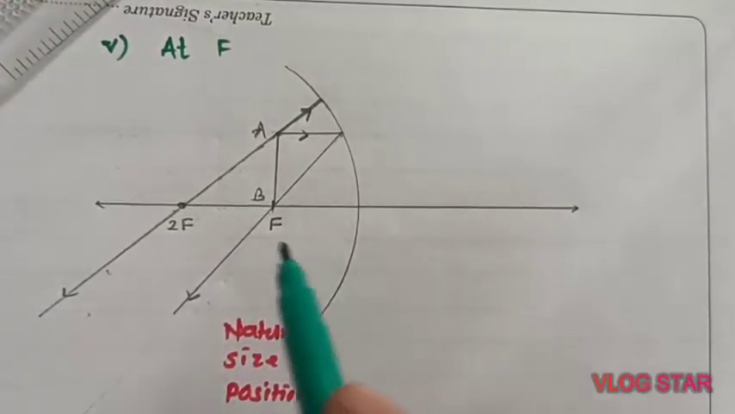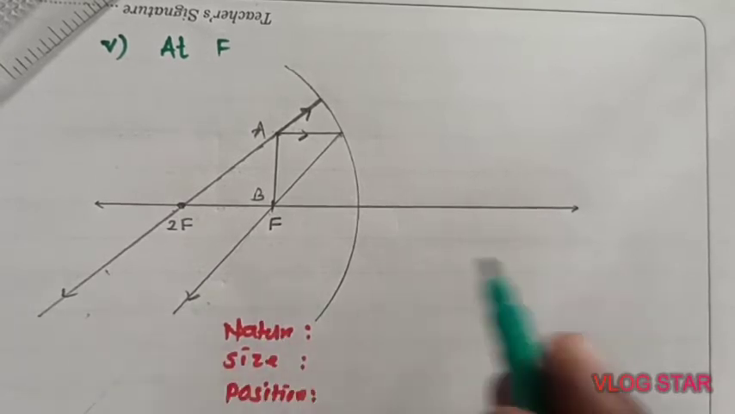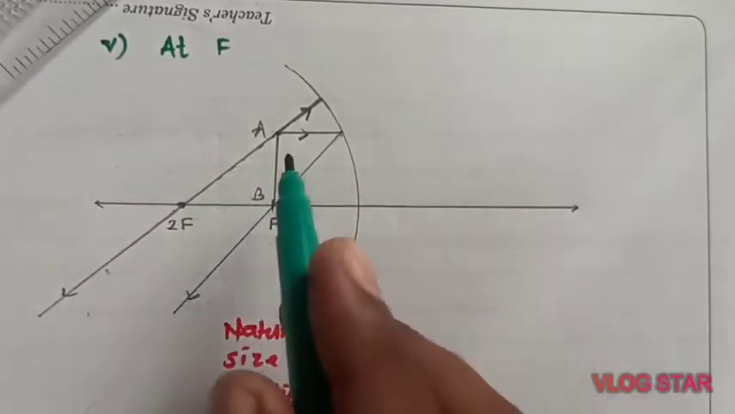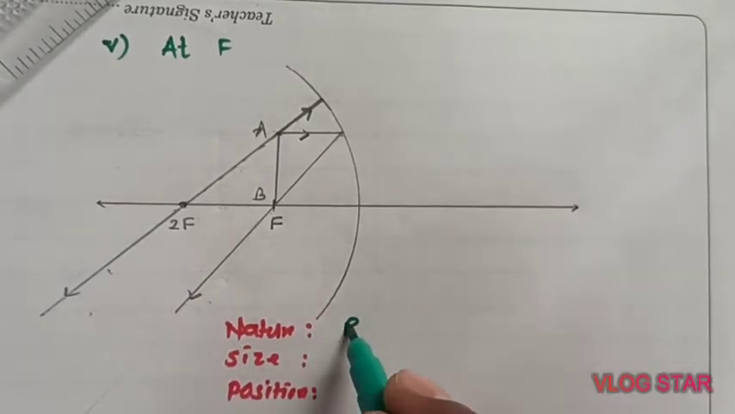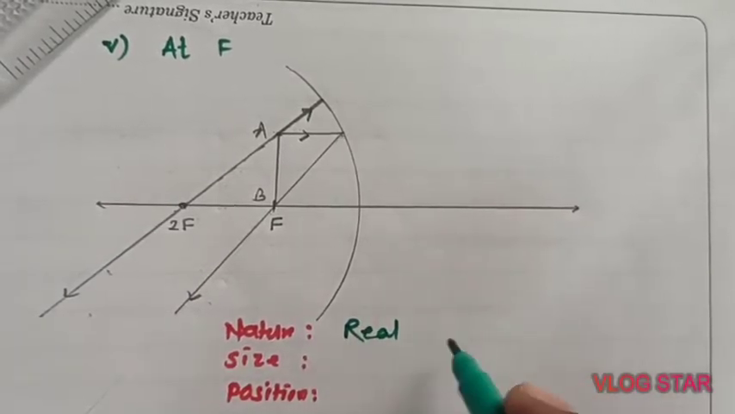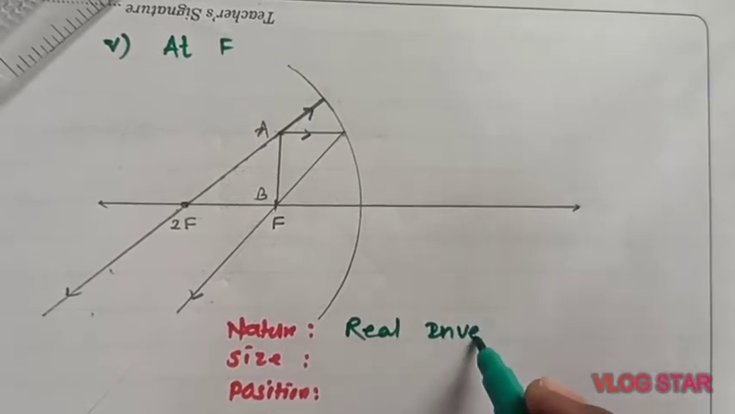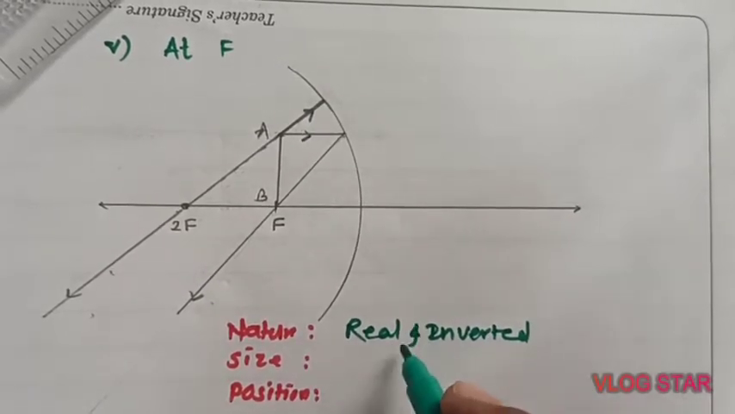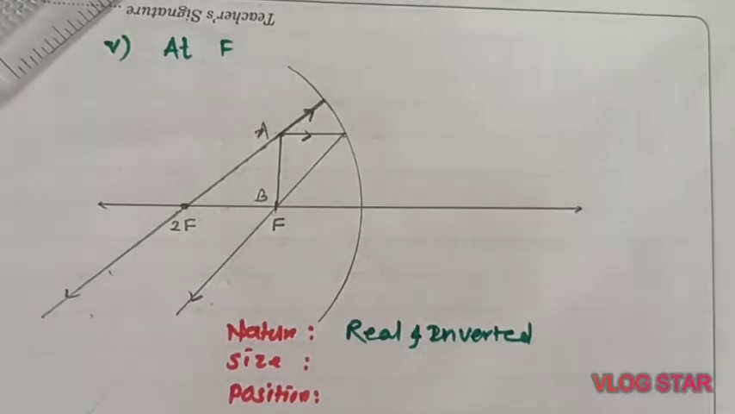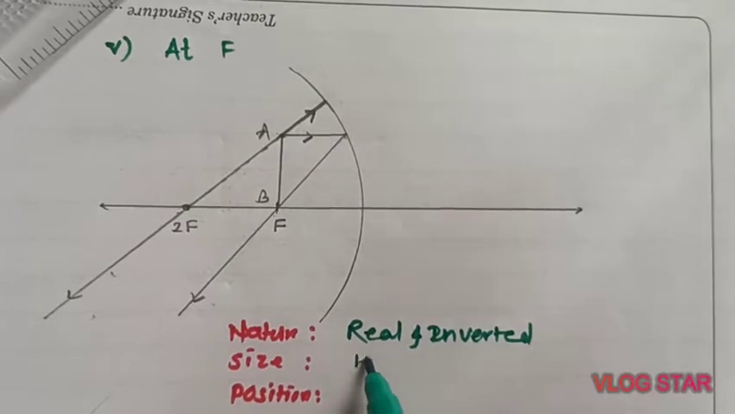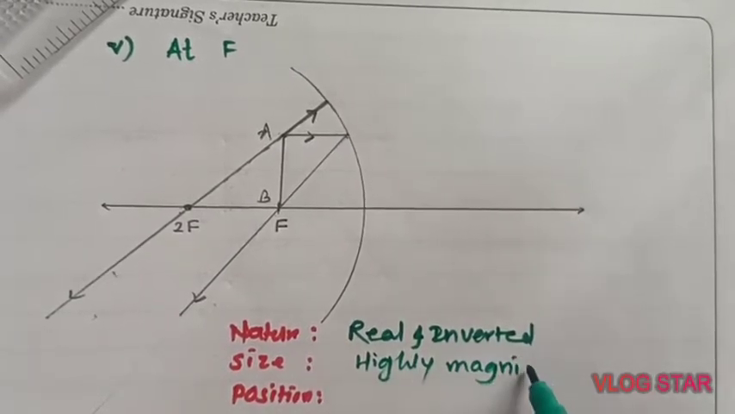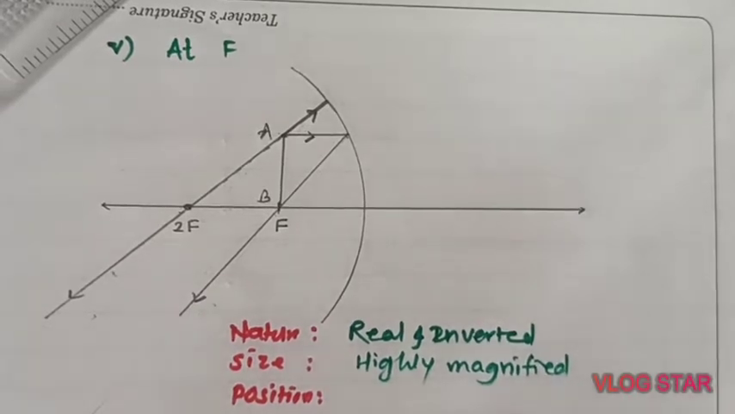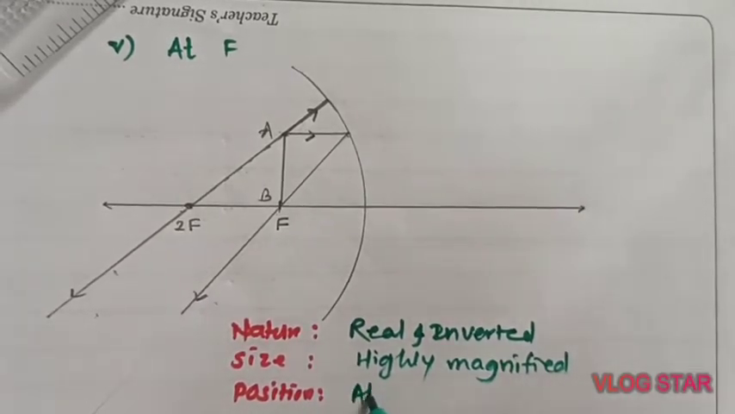Multiple choice questions may be asked on the same thing. What is the image? It is on the downside. So real, inverted: below the axis means inverted. Size: it is going to infinity, so the size goes on increasing, highly magnified. And where is the image formed? At infinity.